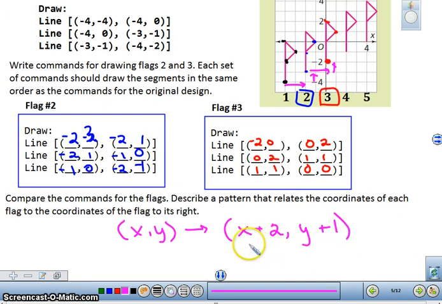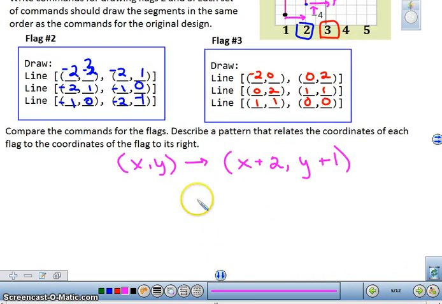What you will notice in reflections, remember, is that one of them became the opposite. In translations, you're always adding or subtracting. To the right, you add. To the left, you subtract. When you move up, you add. When you move down, you're going to subtract. So if you want to put that in your notes, I think that's helpful.